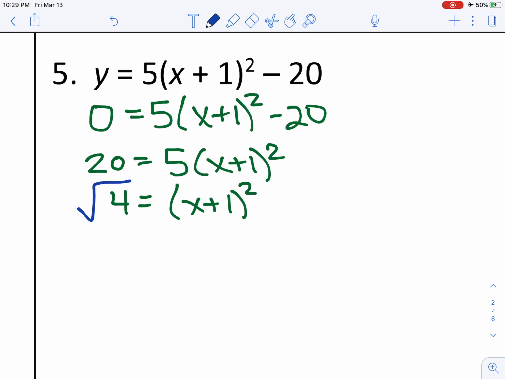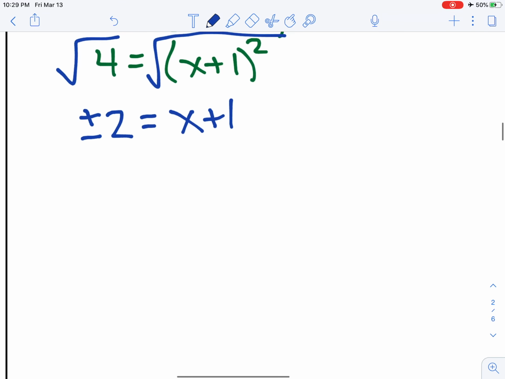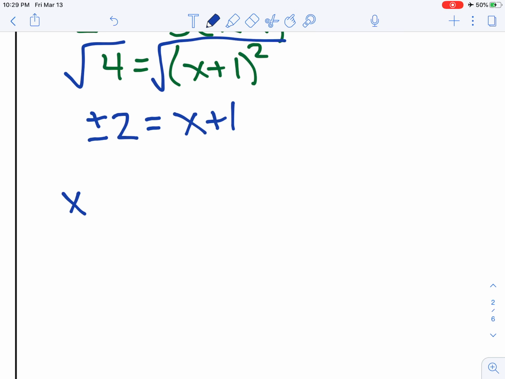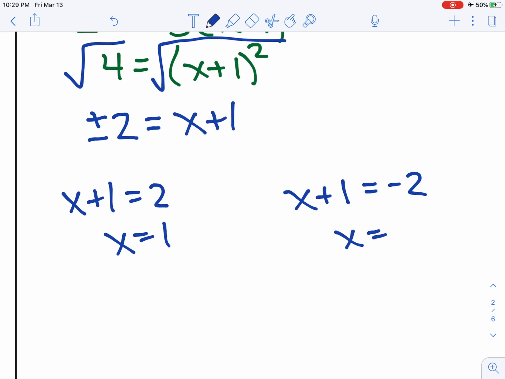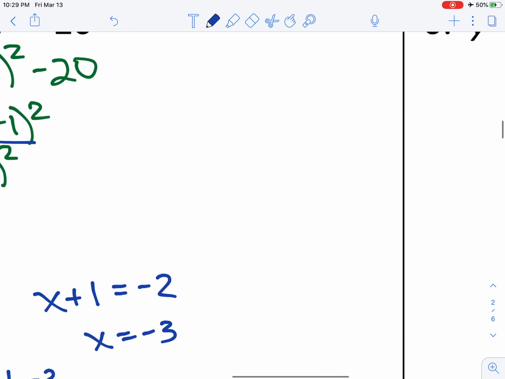I'm going to pick this color. Take the square root of both sides of the equal sign. I get positive and negative 2 equals x plus 1. So I write my two equations. X plus 1 equals 2. X plus 1 equals negative 2. X equals 1. X equals negative 3. Now, boys and girls, do I have to write the two equations? No. If I can, I'm going to show you something over here.